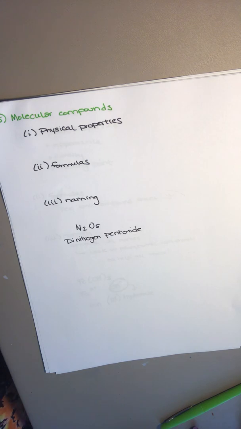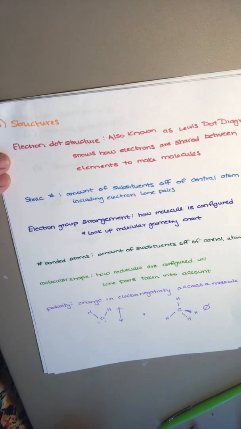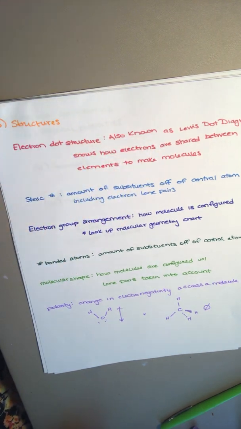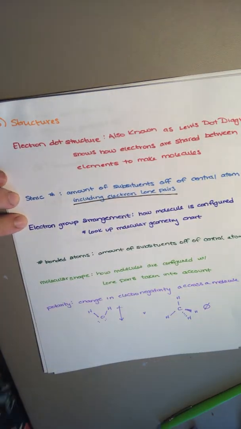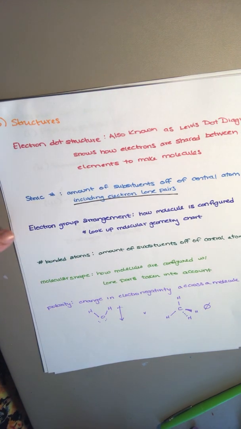Finally, that brings us to number 6, which is our structures. So I do have one of these definition sheets again, where we have our electron dot structure, or our Lewis dot diagram, which is going to show how those electrons are shared between different elements to actually make a molecule. We have our steric number, which is the amount of substituents or things off of the central atom, and this one is going to be including those electron lone pairs, which is important because it's a little bit different than those bonded number of atoms.